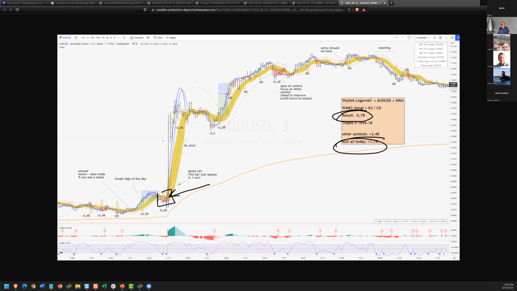Oh, that bar appears in 1 second and on news. Yeah, not much you can do about that. But you did get paid on that next leg up a couple times. That's good. Almost getting a little choppy in here. So not bad work all the way around.